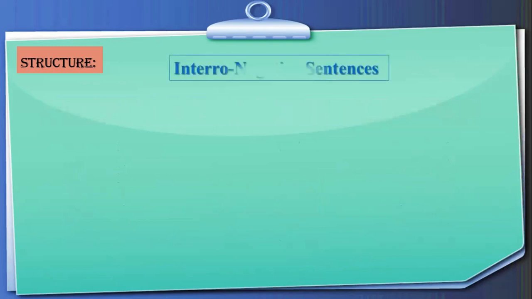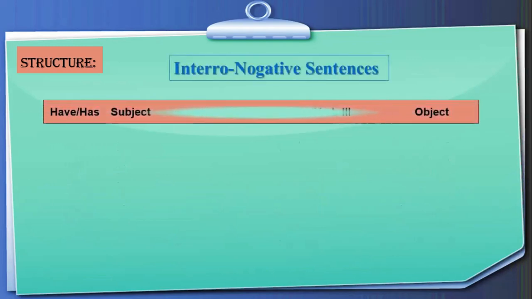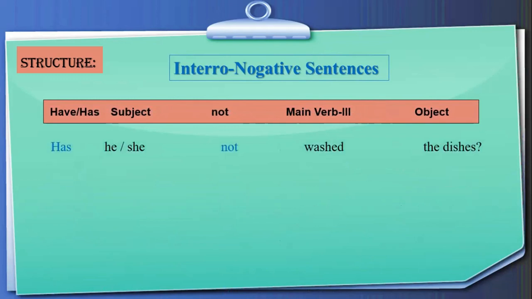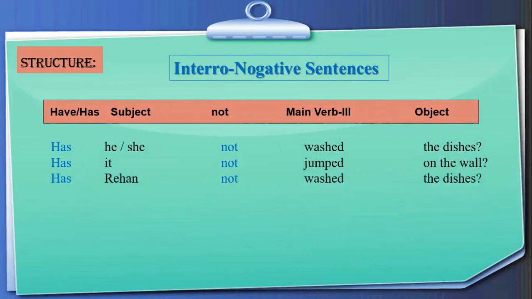Here are negative interrogative sentences. First we put have or has, the subject, then not, and then the third form of the main verb and then the object. Has he or she not washed the dishes? Has it not jumped on the wall? Has Rehan not washed the dishes?